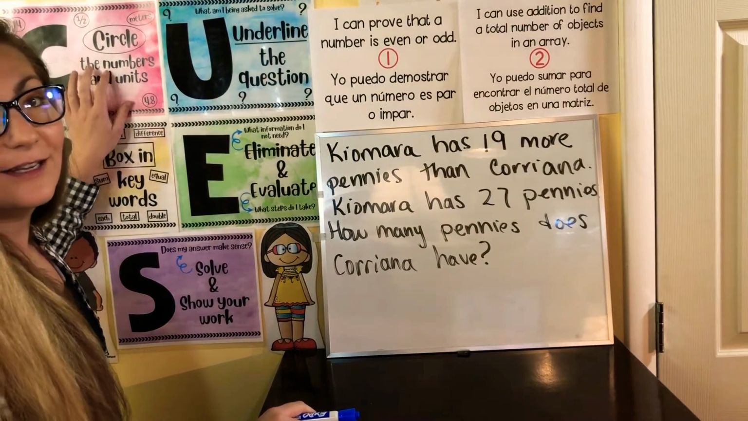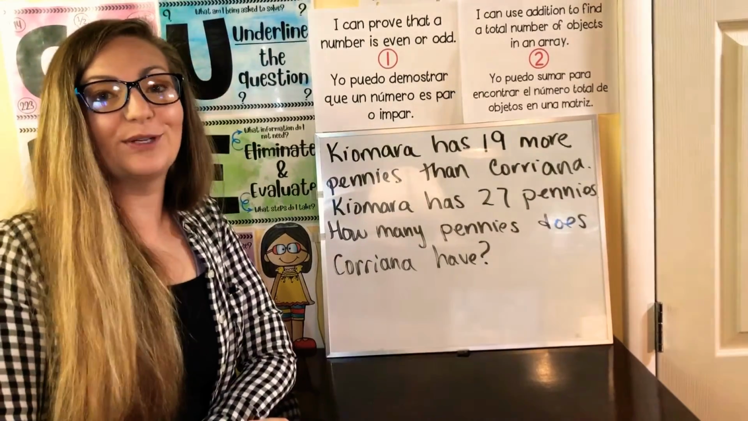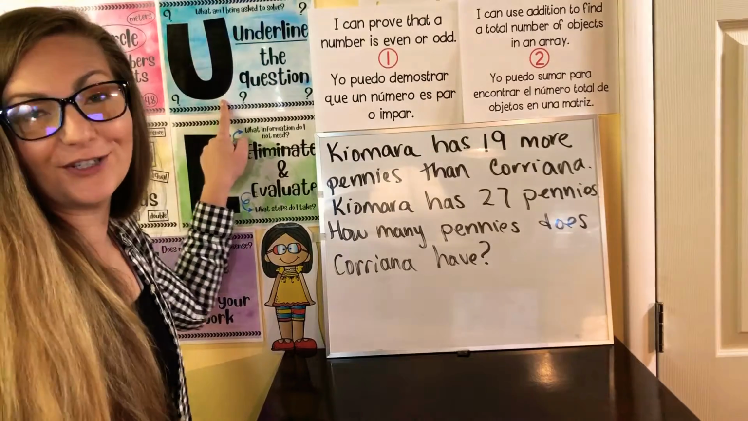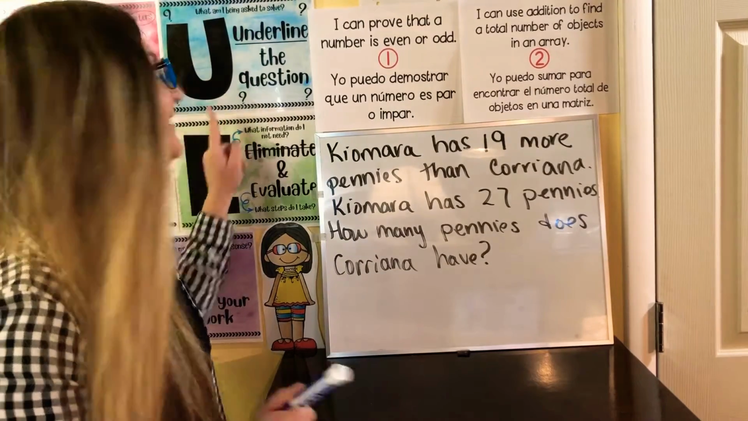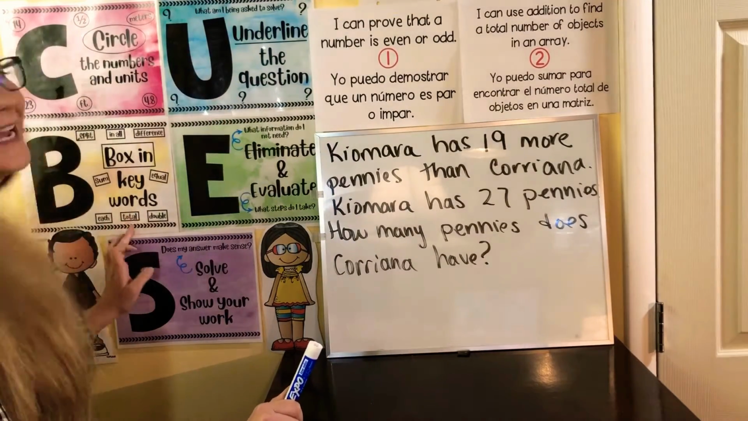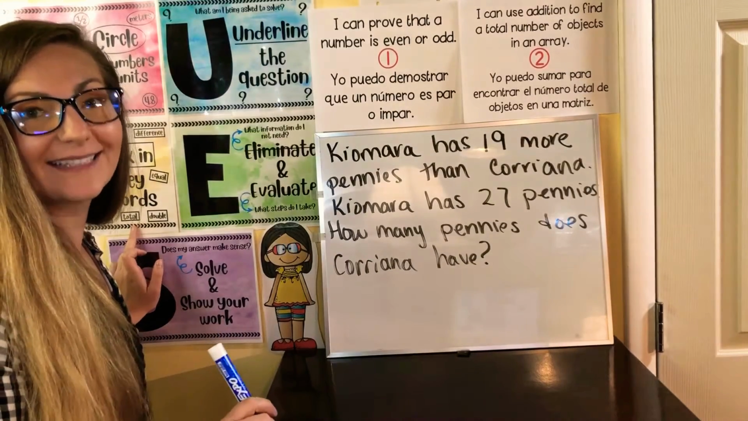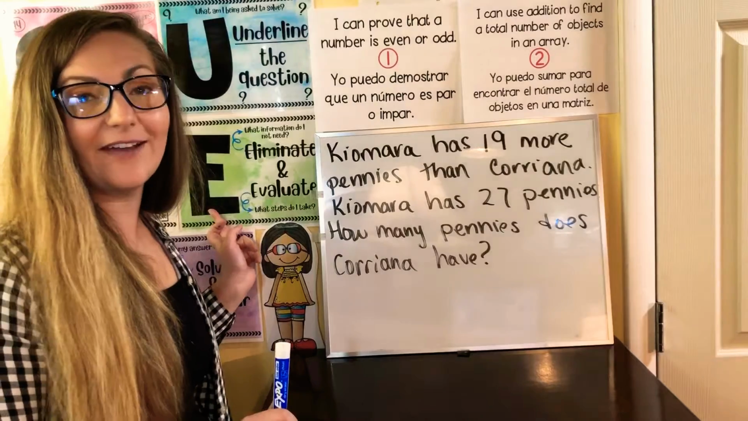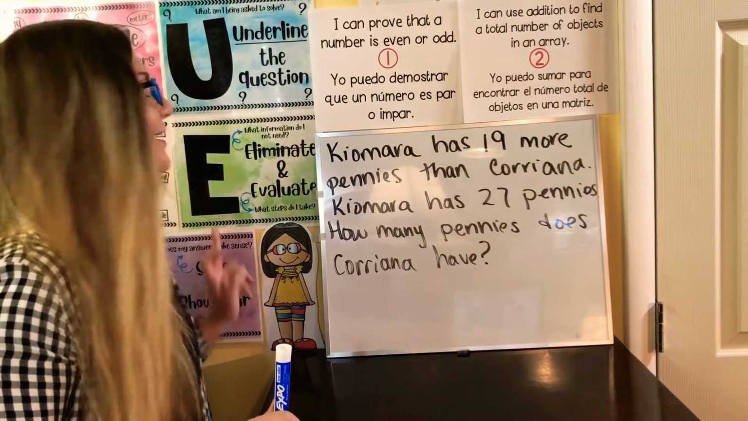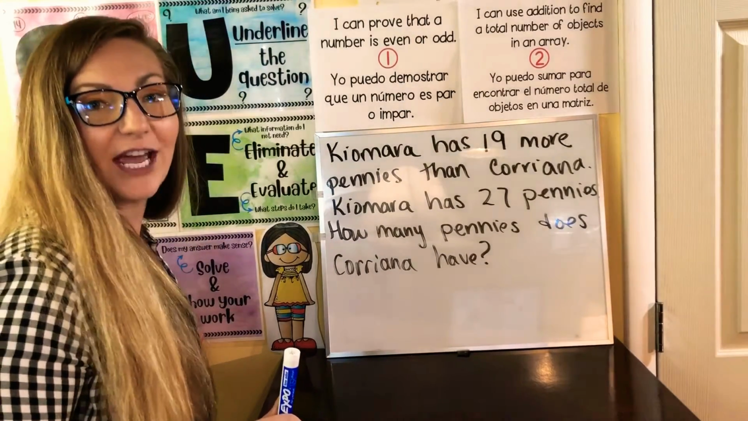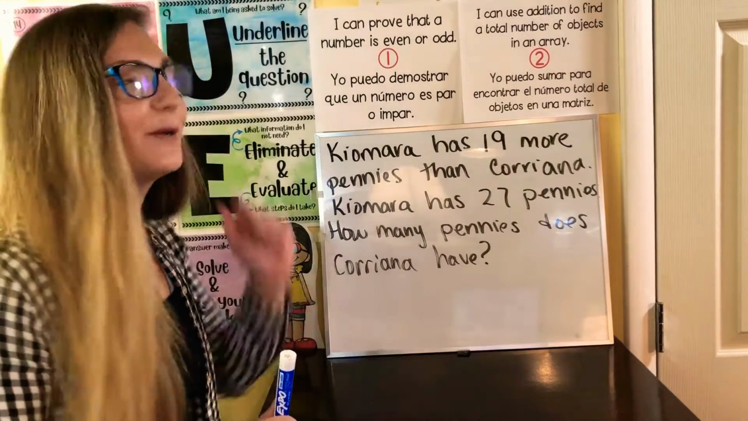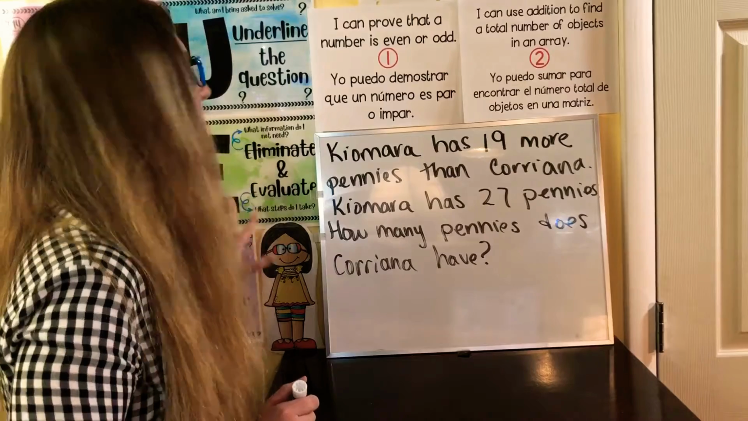C. When I say circle, you say key numbers. Circle. When I say underline, you say the question. Underline. When I say box, you say action words. Box. When I say evaluate, you say eliminate. Evaluate. When I say show your work, you say and check it. Show your work. Okay, so you can say that in your head to help you remember the steps in order because you don't always have these in front of you.